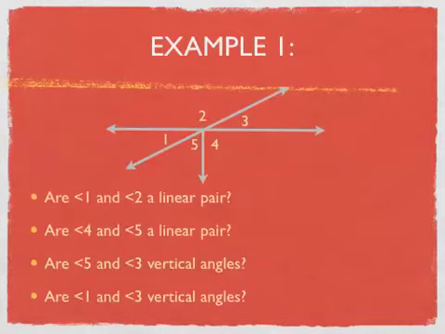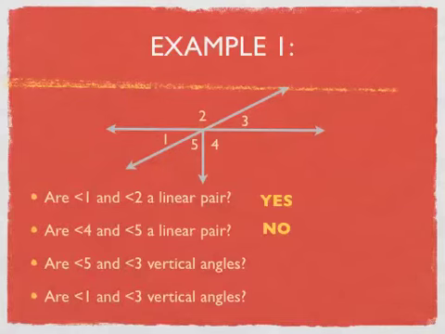The first example asks, are angle 1 and angle 2 a linear pair? Angle 1 and angle 2 are adjacent angles. Their non-common ray is forming a straight line, so the answer would be yes. The second question is, are angle 4 and angle 5 a linear pair? If you look at angle 4 and angle 5, they are adjacent angles. However, their non-common ray is not forming a straight line or a pair of opposite rays. So the answer to this would be no.